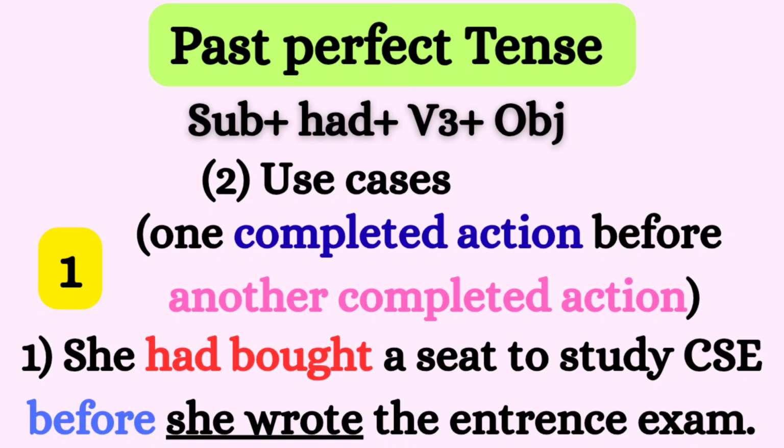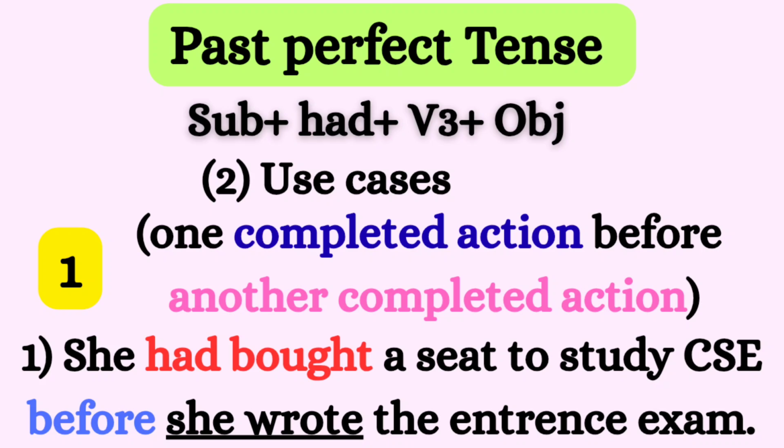Today we are going to learn past perfect tense. It has two use cases. Look at the structure: subject plus had plus V3 plus object. In this video we are going to talk about the first use case.